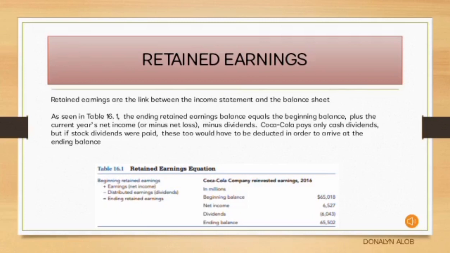Retained earnings are the link between the income statement and the balance sheet. As seen in Table 16.1, the ending retained earnings balance equals the beginning balance, plus the current year's net income or minus net loss, minus dividends. Coca-Cola pays only cash dividends, but if stock dividends were paid, these too would have to be deducted in order to arrive at the ending balance.